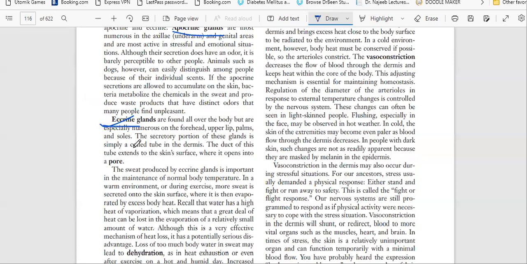Next, we will talk about eccrine glands. Eccrine glands are found all over the body, but are especially numerous in the forehead, upper lip, palms, and soles. The secretory portion of this gland is simply a coiled tube in the dermis. The duct of this tube extends to the skin surface in a pore. Whatever pores we are seeing, these are the eccrine gland pores.